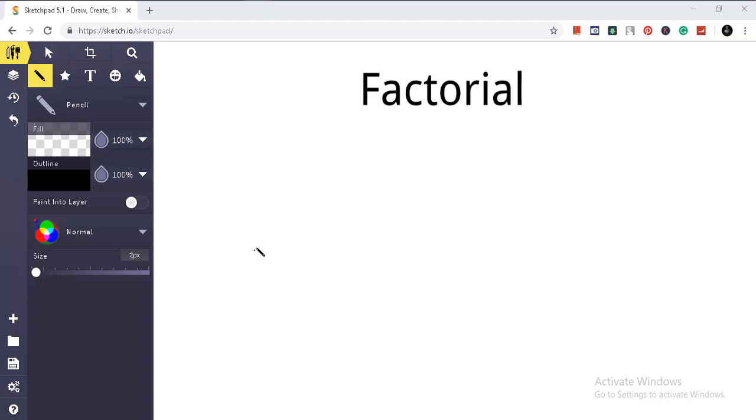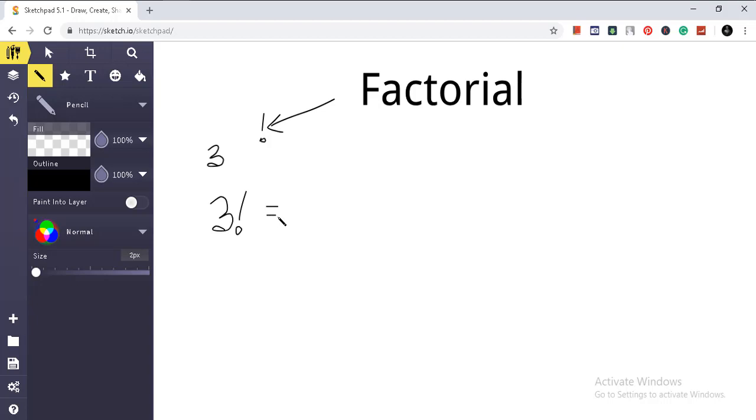Okay, say this is the number 3. I will start with the smallest one. This is 3 and this is the factorial sign. Okay, then if we write 3 with this sign, it is factorial 3, and this is the factorial sign.